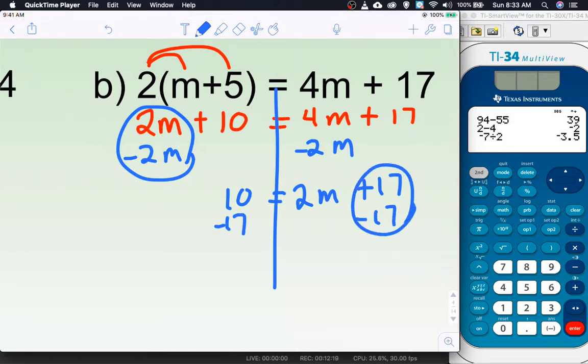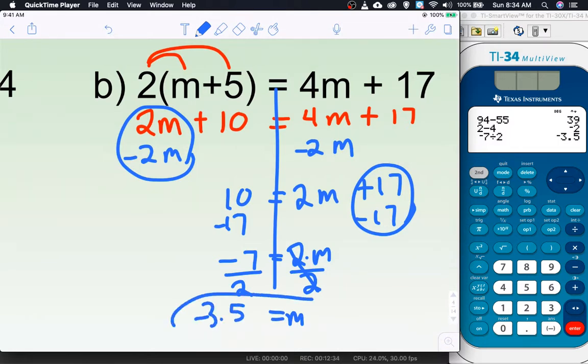Minus 17, 2m equals negative 7. And then finally, to get rid of that multiply by 2, we are going to divide by 2 on both sides, and m equals the same, negative 3.5. So we got the same answer.